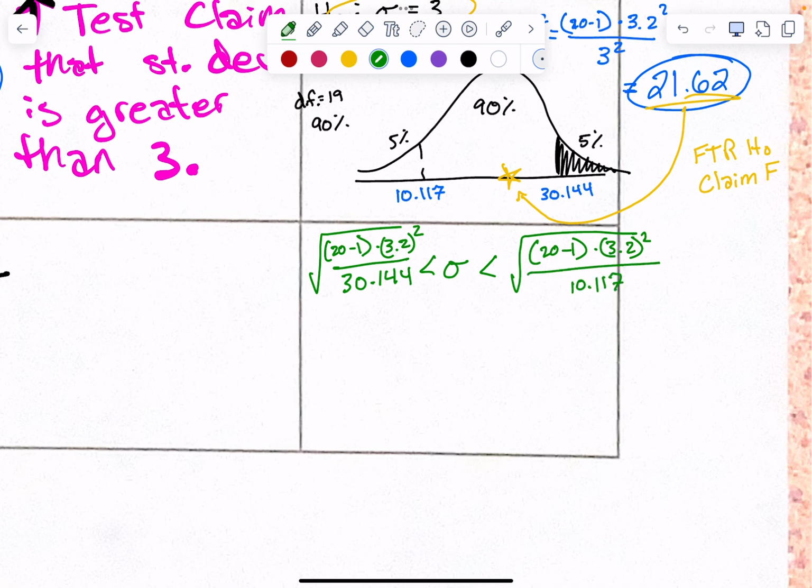Now make sure that everything is going underneath of the square root. Everything. Square root, open parentheses. I do 19 times 3.2 squared divided by 30.144. Close parentheses. I get 2.54? Yeah.